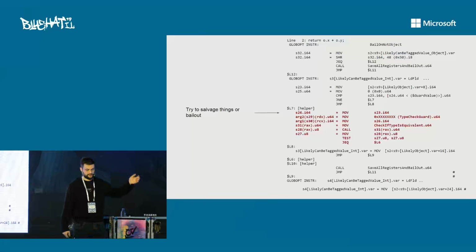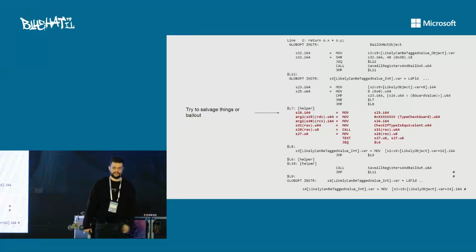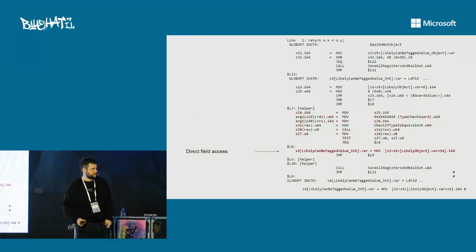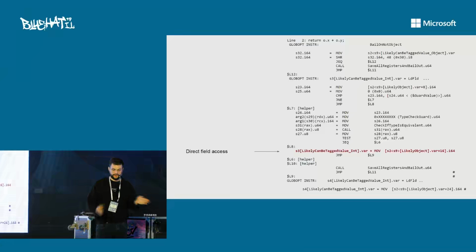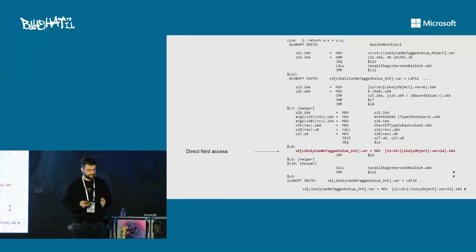So we basically try to salvage things instead of bailing out. If we cannot, we just bail out. And here we get to the really interesting part: if the checks were actually successful, then we know precisely where property X is stored. So here we have a direct memory access to fetch property X. We fetch from offset 16, which is where property X will be.